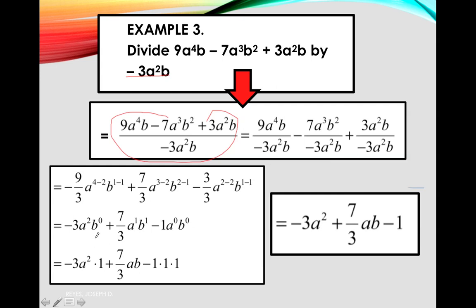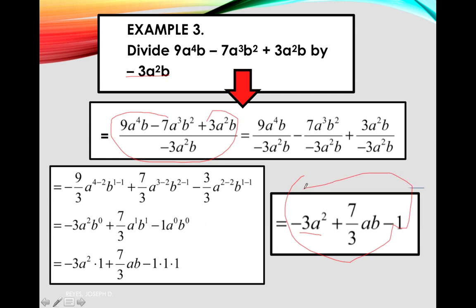Again, using the rule of the zero exponent, so we have negative 3a squared, and then b to the 0 is equal to 1, right? Plus 7 over 3 ab, 1 minus 1, a raised to 0 is 1, b raised to 0 is 1. So, pag minultiply mo yan, same lang naman ang lalabas. And then minus 1 times 1 is 1 times negative 1 is negative 1. So, ito yung final answer natin. For this particular example, ito yung parang pinaka-final answer natin.